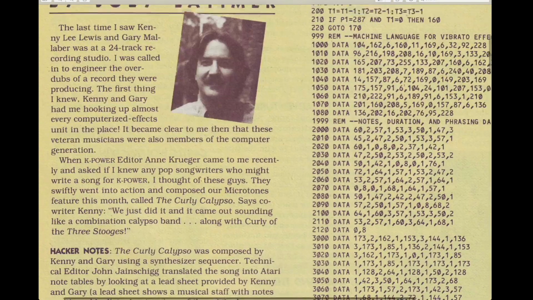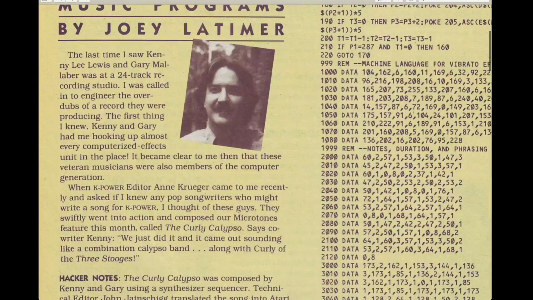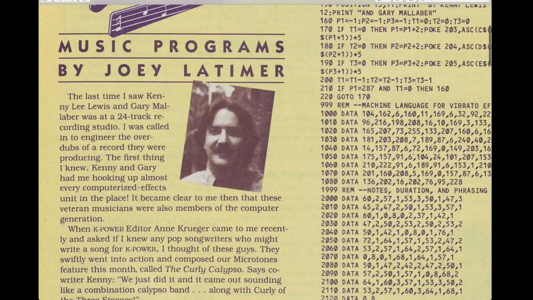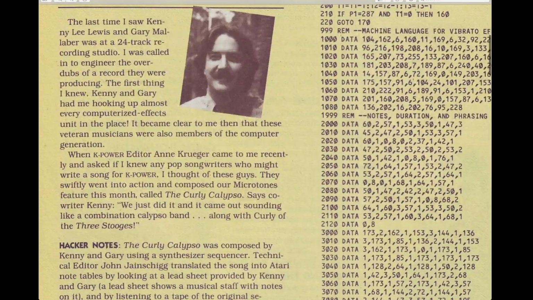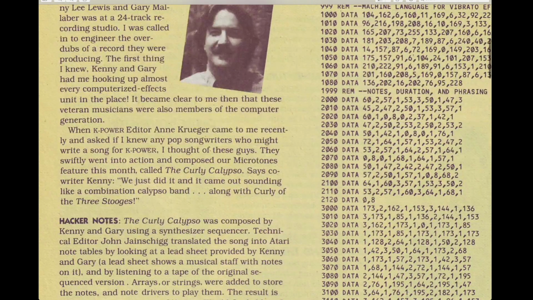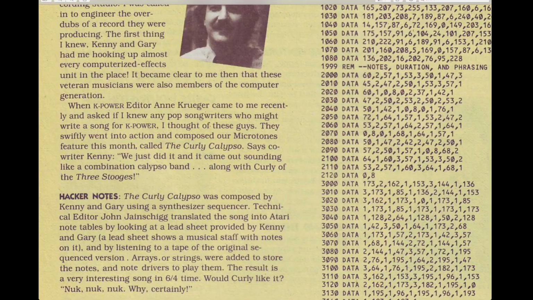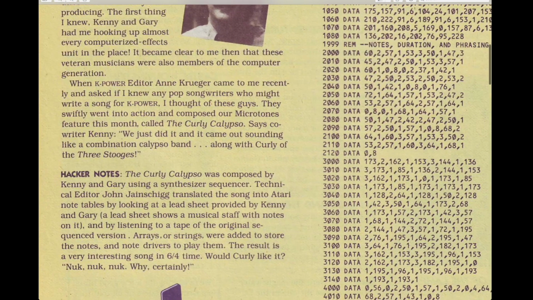What else do we have here? Let's read the whole notes. This is written by Joey Latimer, who also is still alive, by the way. The last time I saw Kenny Lee Lewis and Gary Malaber was at a 24-track recording studio. I was called in to engineer the overdubs of a record they were producing. The first thing I knew, Kenny and Gary had me hooking up almost every computerized effects unit in place. It became clear to me then that these veteran musicians were also members of the computer generation.